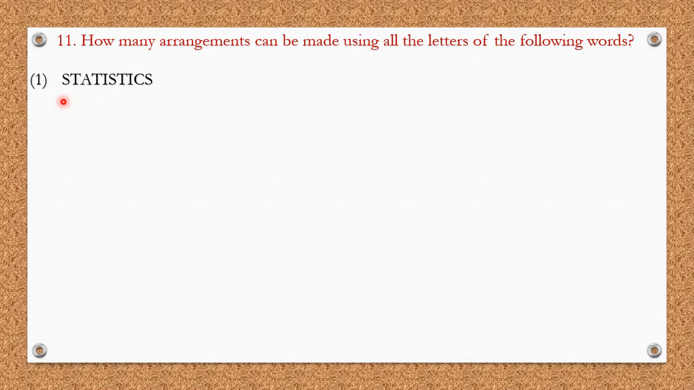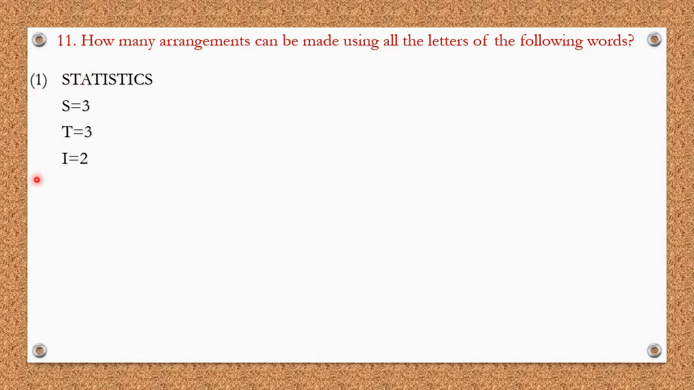But there is a small problem here. Some characters have been repeated, and when characters are repeated, whether they are placed at one place or another, the arrangement is the same. So actually we can't directly calculate 10 factorial. Let's make a list of which characters have been repeated. S has been repeated 3 times, T has been repeated 3 times, and I has been repeated 2 times. Single characters don't matter, but those characters which appear more than once must be mentioned here.